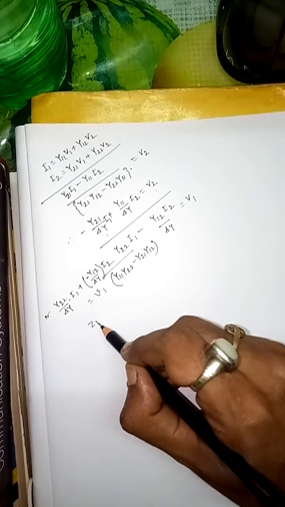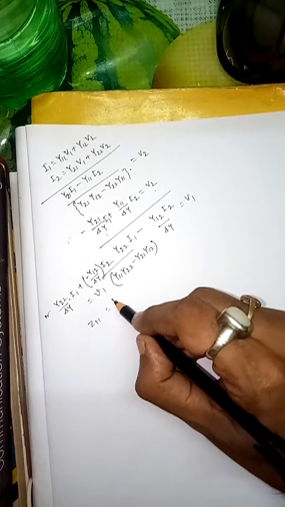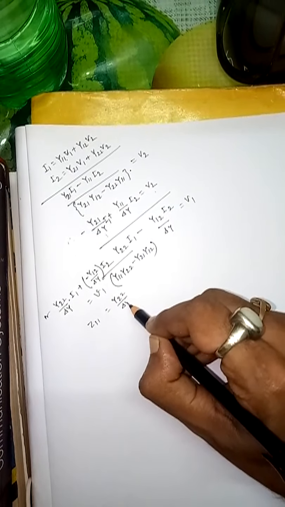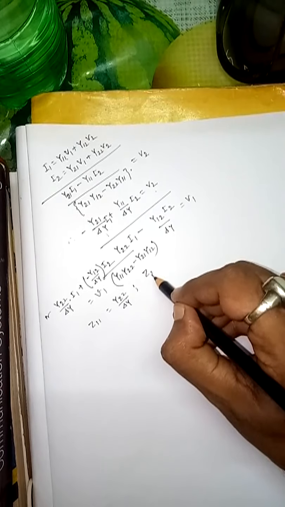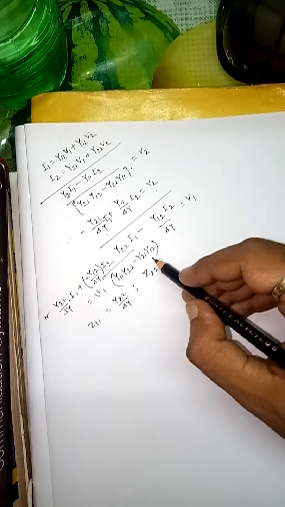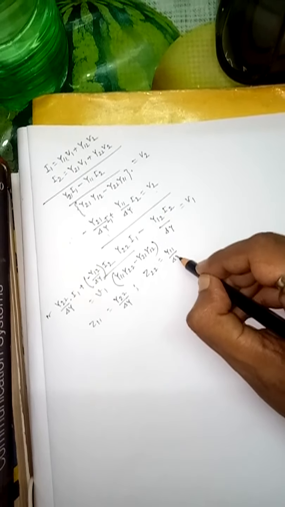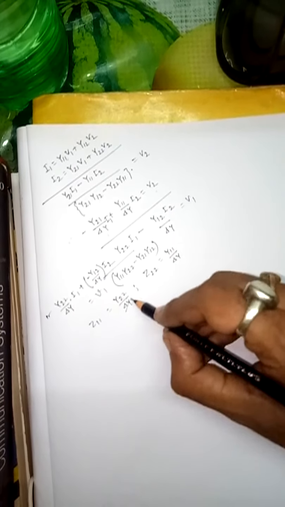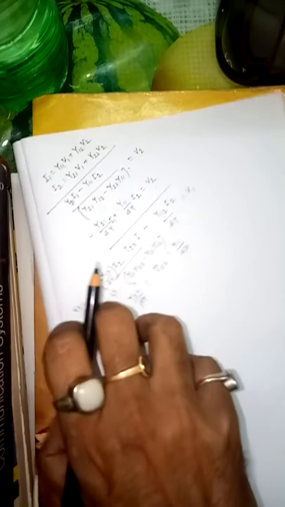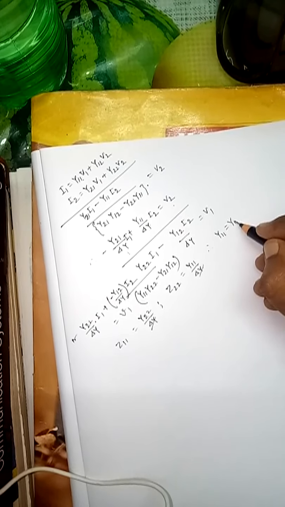So what is Z11? The first equation, Z11 means here Y22 by delta Y, or Z22 equals, from V2 you have to collect, Z22 is Y11 by delta Y, so it can be cancelled out. So as you can see in the last case, the condition of symmetry 11 equals 22, here you can again write, if you are using Y parameters, Y11 equals Y22.